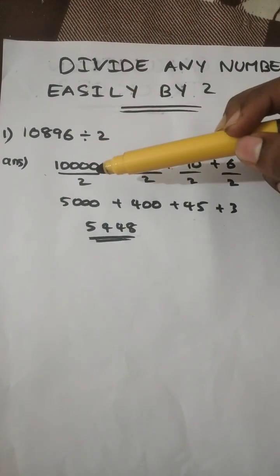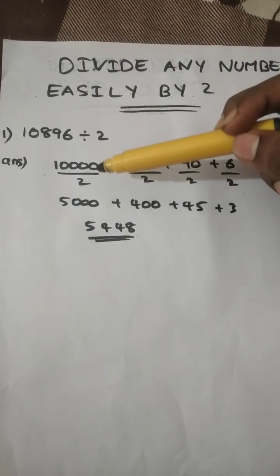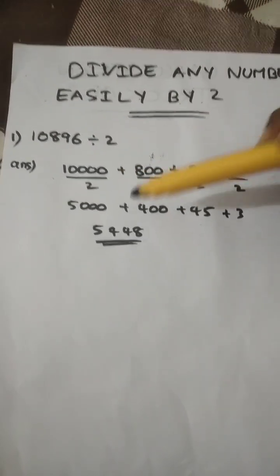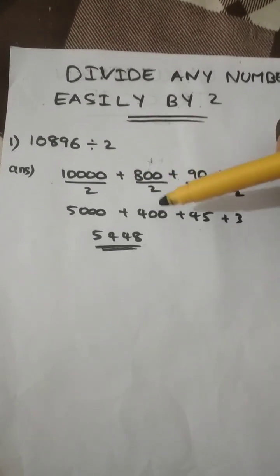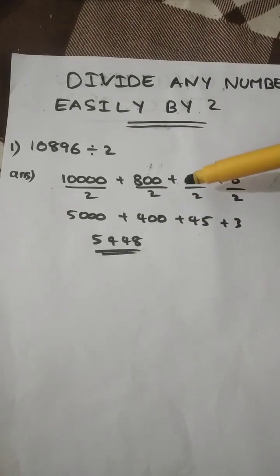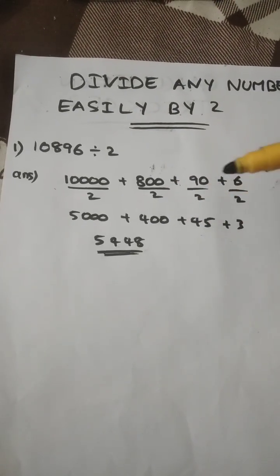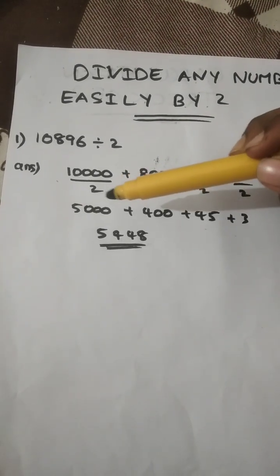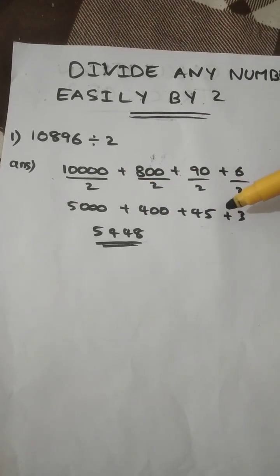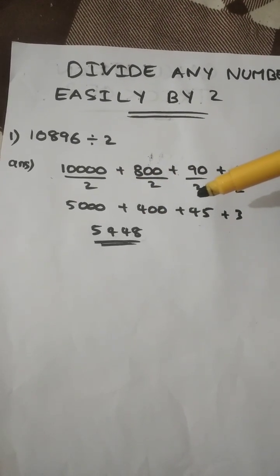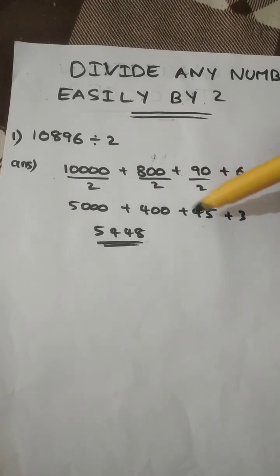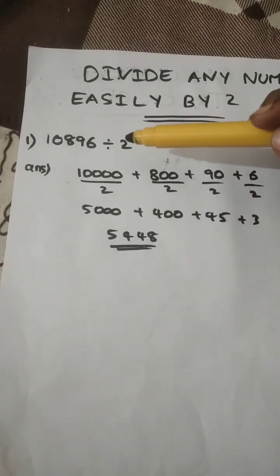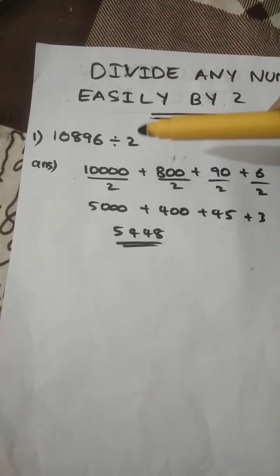We all know that finding the half of 10,000 is really easy. So 10,000's half would be 5,000, plus the half of 800 would be 400, and half of 90 would be 45, and half of 6 would be 3. So in the next step we want to add these numbers. It is so simple that just by adding these numbers we would instantly get the answer to this question.